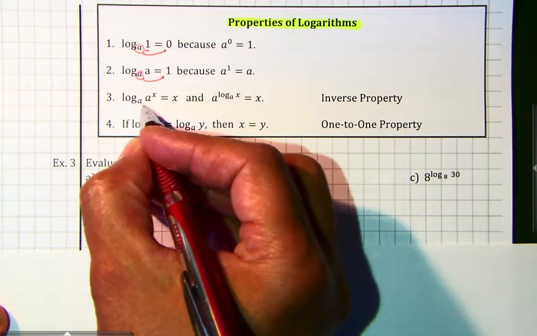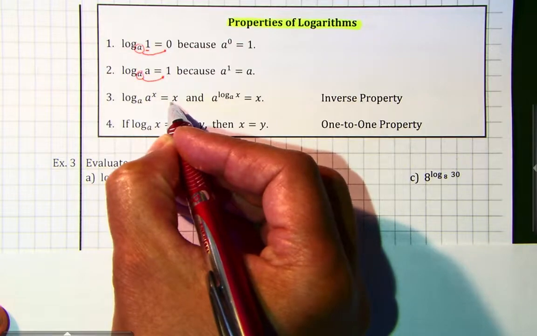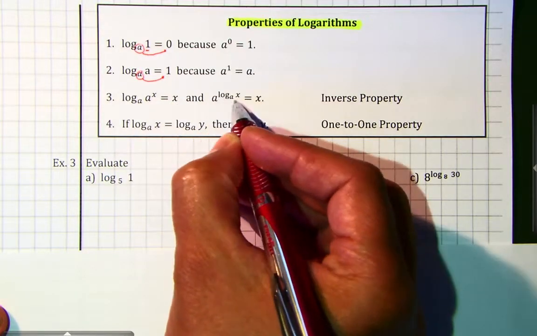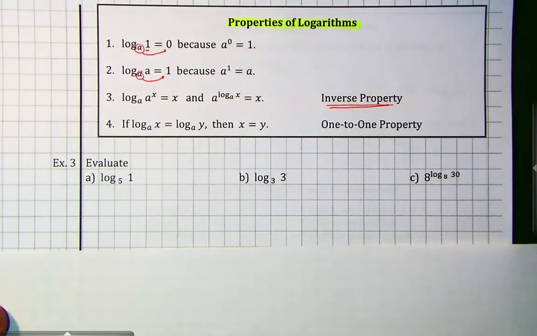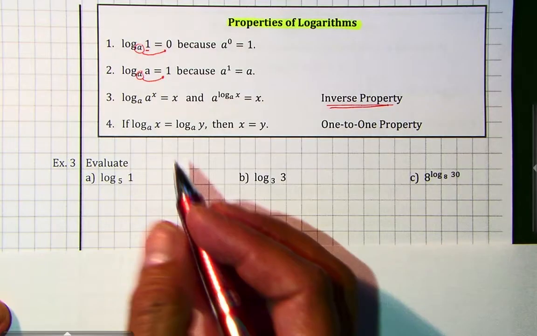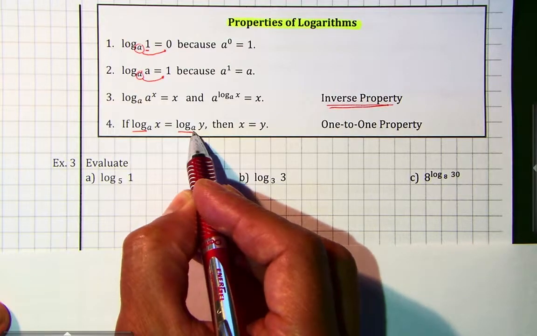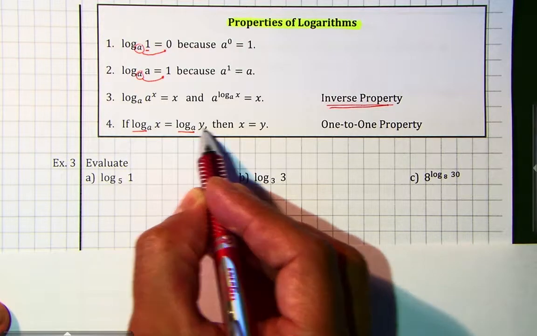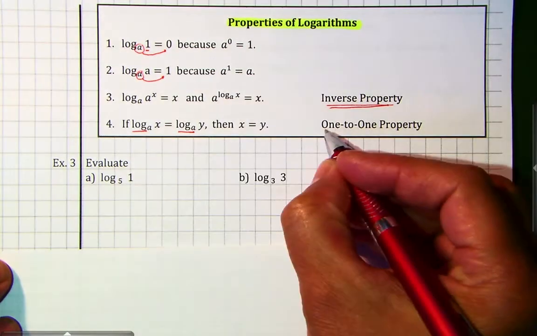In this case, we can think about the log base a and the a cancels, it gives you an x, and vice versa. The base and the log cancel because they're the inverse of each other. We'll talk more about that once we graph them. The last property tells me that if they have the same log with the same base, then the x and the y should be equal to each other. We'll do that once we solve an equation. That one is called the one-to-one property. So let's go through example number 3.